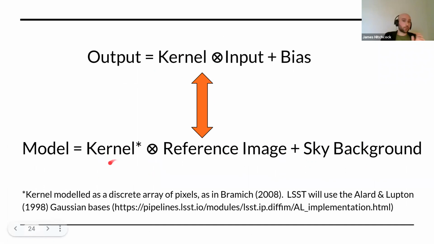And I suppose just a technical detail here, you do, of course, have a choice of how you want to model the kernel. Throughout this talk, I'm assuming it's modeled as a discrete array of pixels. LSST will do something different in their image subtraction pipeline. They adopt a Gaussian basis for how they model the kernel. The discrete array of pixels is effectively just a delta function basis. So it is somewhat more flexible than the Gaussian basis, but it is more computationally expensive to work with because you're fitting more parameters. So there's just something to be aware of.